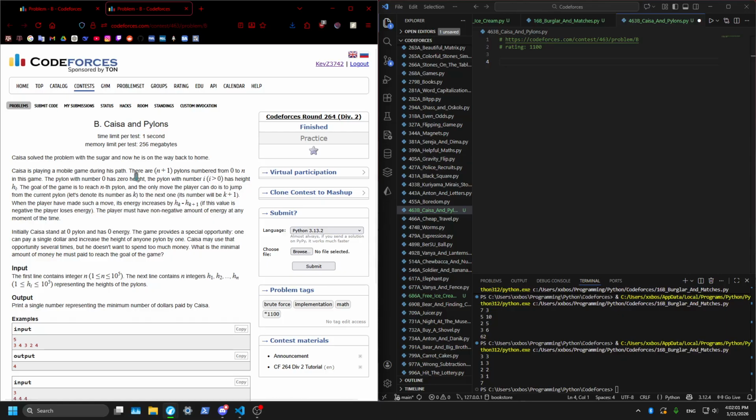There are pylons, and the only move the player can do is jump from the current pylon to the next one. Note its number as K, and the next one as K plus 1. When the player has made such a move, its energy increases by HK minus HK plus 1. If this value is negative, the player loses energy. The player must have a non-negative amount of energy. Okay. Start at 0 with 0 energy. Pay a single dollar to increase the height of any pylon by 1. We can use this opportunity several times, but he doesn't want to spend too much money. Minimal amount of money he must pay to reach the end of the game. Basically, this game's pay to win.